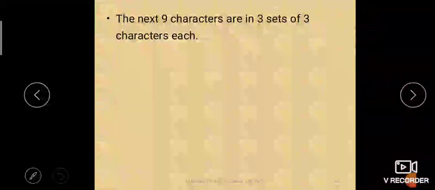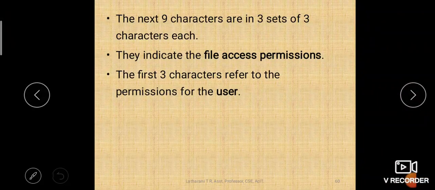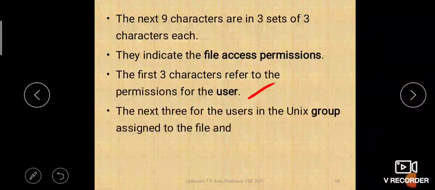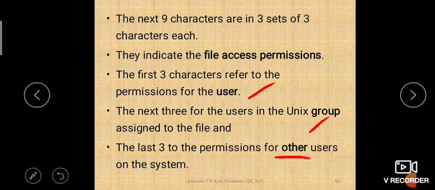I am going fast because we have already studied this. The next 9 characters are a combination of 3 plus 3 plus 3: user, group and others. They indicate the file access permissions. First 3 for user, next 3 for group and the final 3 for others. We have discussed that the user is the creator or the owner of the file. Group means a group of people who can access that file.